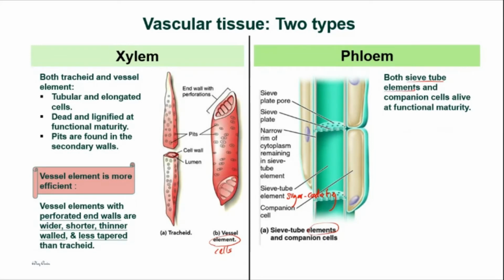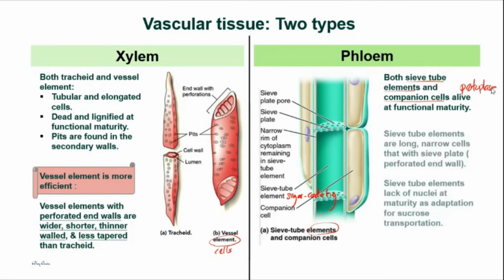So phloem tissue cells involved in the sugar transportation, which are sieve tube elements, and also their supporting cells, the companion cells, right? They are living cells at functional maturity. Dia maksudnya dia masih menunjukkan protoplasm dia.